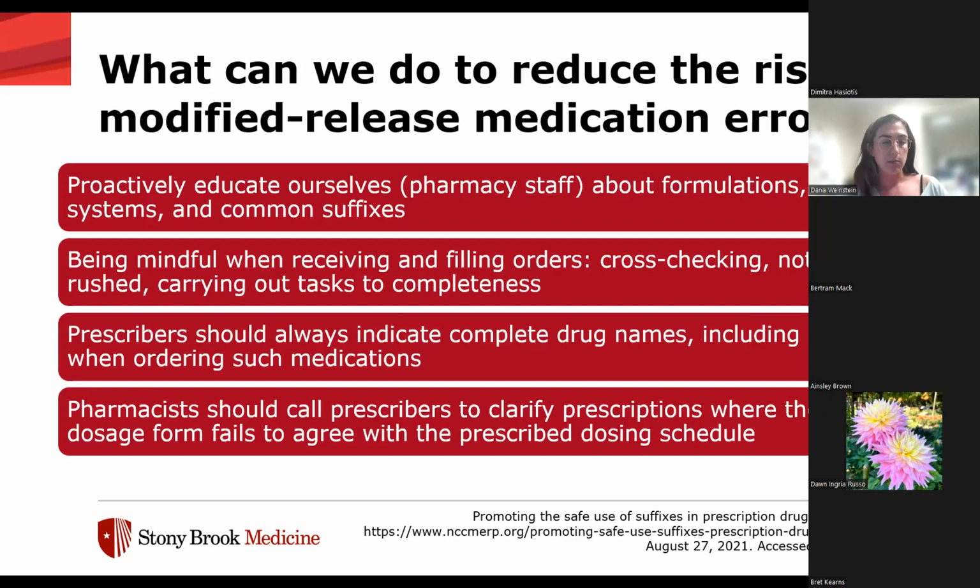On the other end, obviously, prescribers should also be mindful when they're writing these orders. So that would be having the complete drug name, writing out extended release as opposed to just writing the suffix, adding in 24 hours or 12 hours, depending on the frequency that they want to use. That would be really helpful to us and make sure that there's no need for clarification. But if there is need for clarification, of course, the pharmacist should be calling the prescriber to make sure that the dosage form agrees with the prescribed dose.